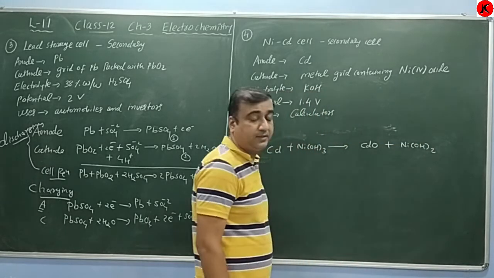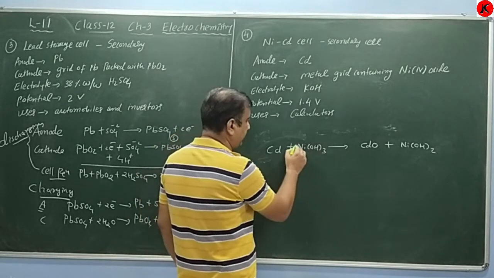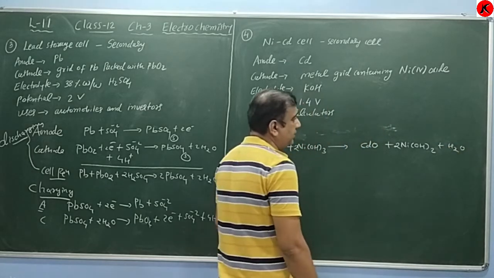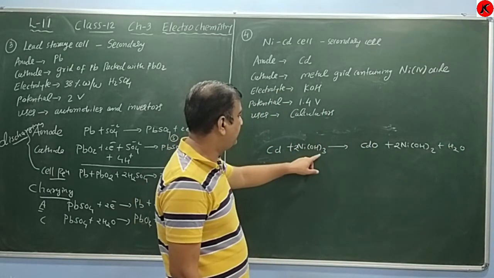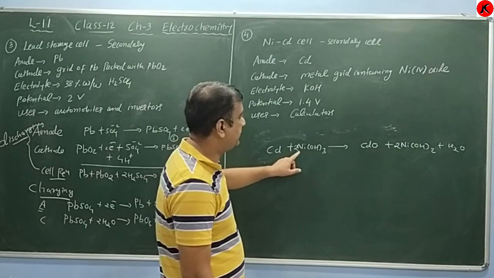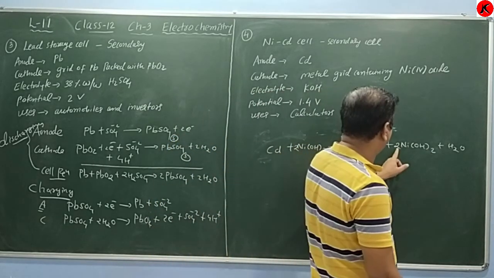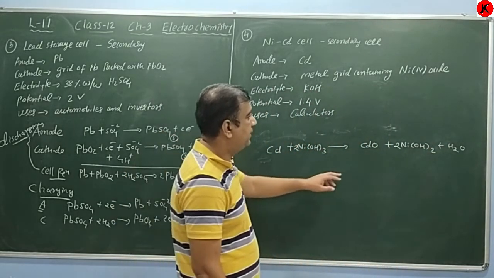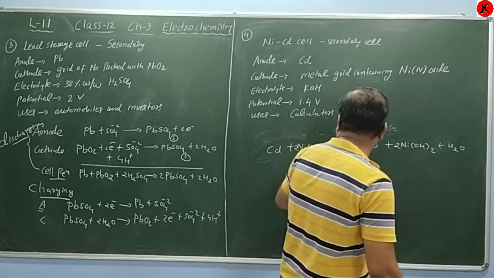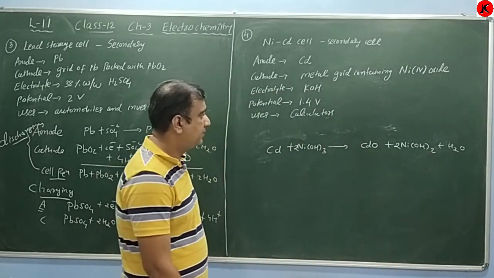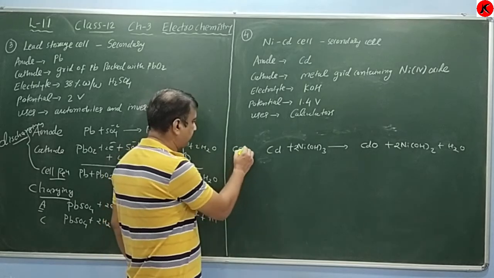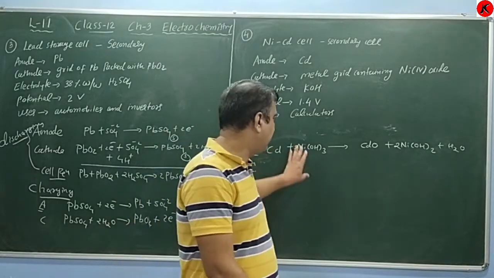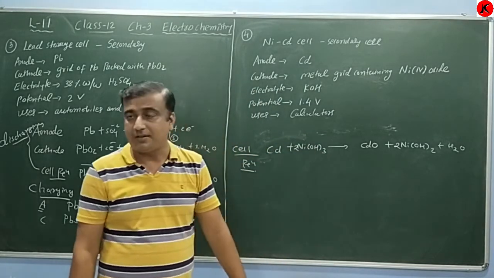There is twice. For balancing, here multiply by 2, and 2 plus H2O. That means here hydrogen 6 is there, and here hydrogen also 6. Oxygen here 5 and 1, 6. Here oxygen is 6. So remember this overall cell reaction. There is no need to write separately anode and cathode reaction.